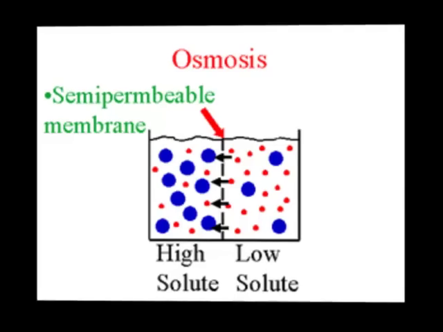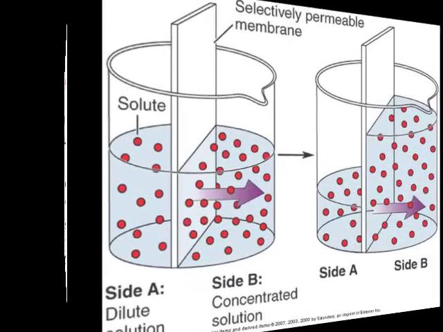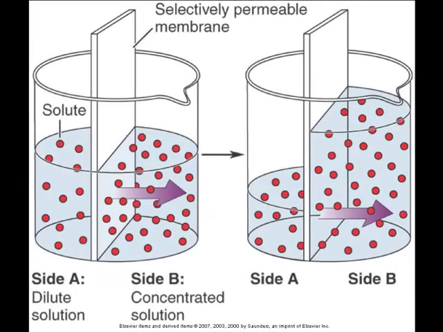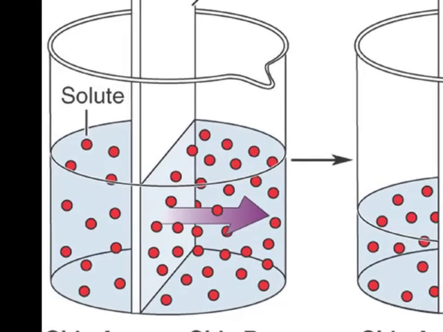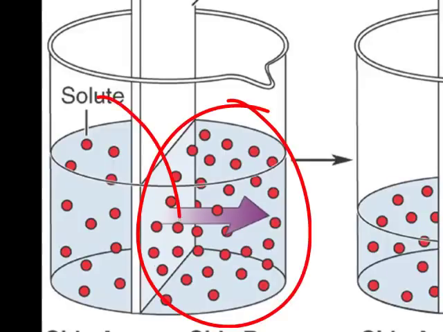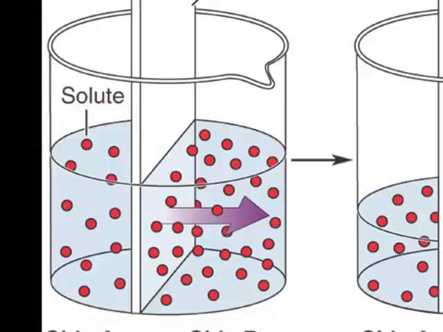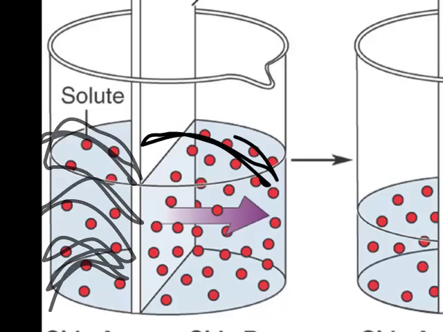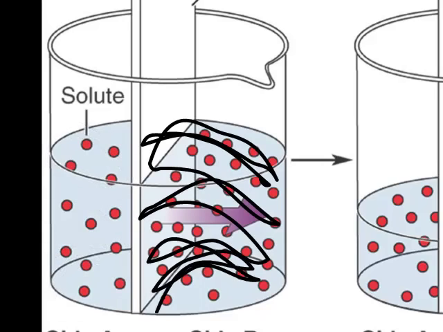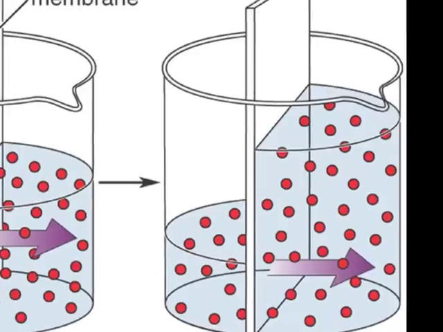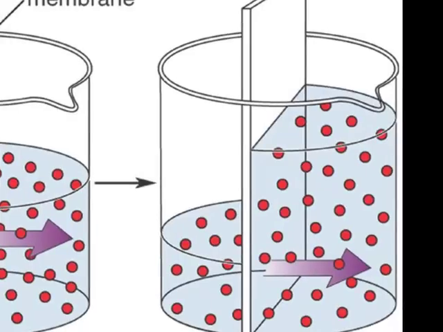So for example, if you have a solution in the beaker, and the beaker is separated by this selectively permeable membrane, that means only water can get through. The little dots cannot. You're more concentrated over here than you are over here. So water wants to go where the party is. Water wants to go where all the particles are. So water gets pulled from this side over to this side. And it's going to keep getting pulled over there until the concentration on each side is the same.